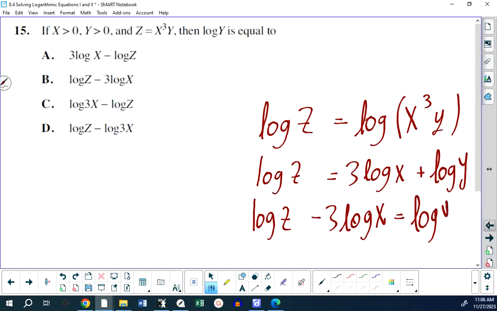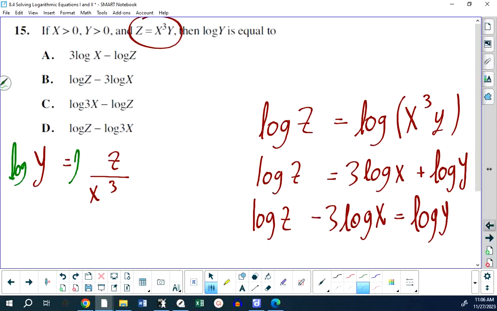And now I'm swinging back and forth the other way. I don't know that the other method is any easier. What we could have done is taken this and solved for y first, and then taken the log of both sides. But you're going to get log of z over x cubed, which is log of z minus 3 log of x. Does that do it for you? Okay, other questions?